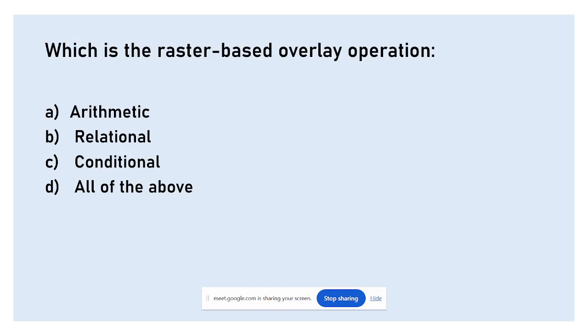Which is the raster based overlay operation? We had, I think, discussed these. It's basically all of them: arithmetic operation, relational operation, conditional operation. They all come under raster based overlay operation.